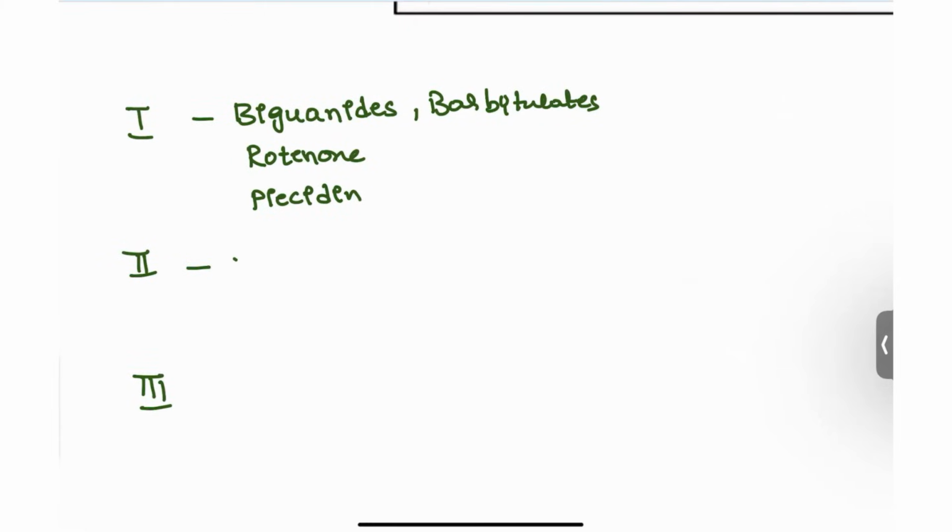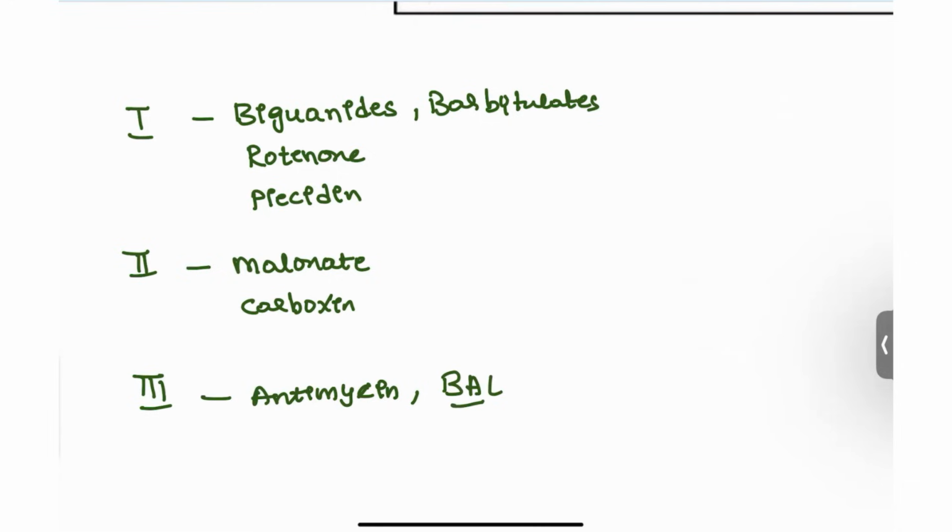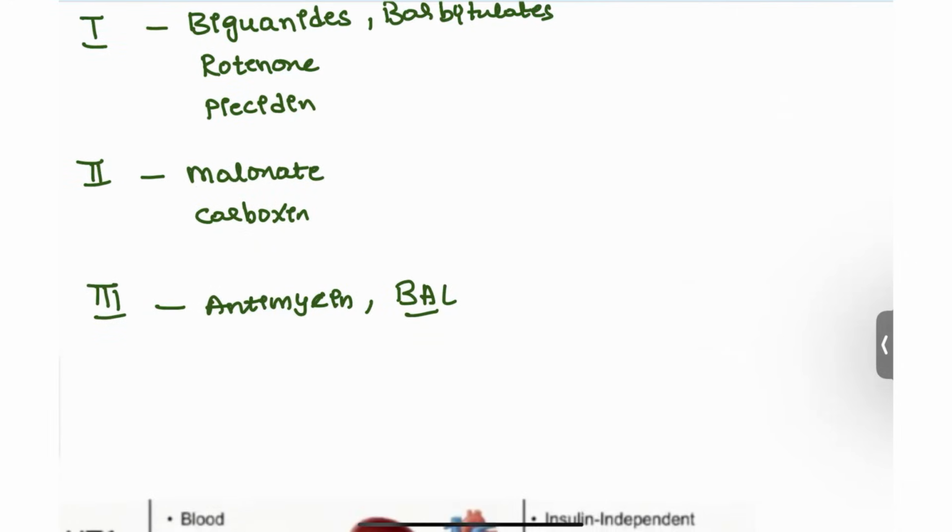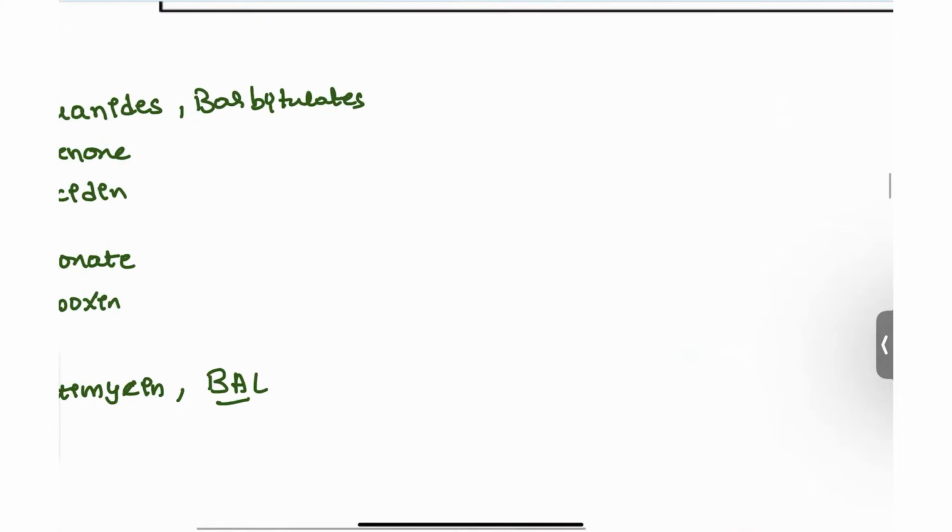Next, complex 2, malonate and carboxin. Complex 3 is associated with antimycin inhibition, antimycin or BAL. This BAL is British anti-Lewisite, right? And we commonly use this as an antidote for some of the poisons. And next, the fourth one, complex 4, can be inhibited by cyanide, hydrogen sulfide, and also carbon monoxide.